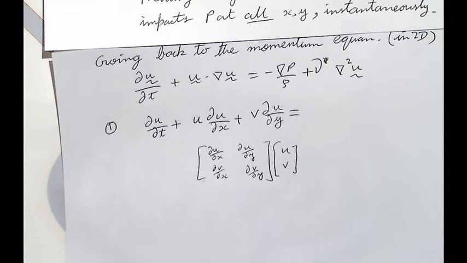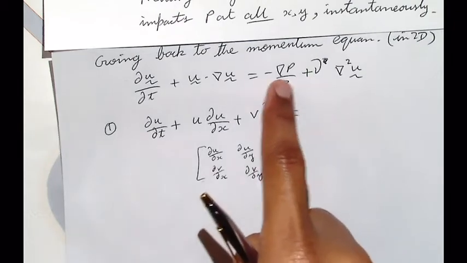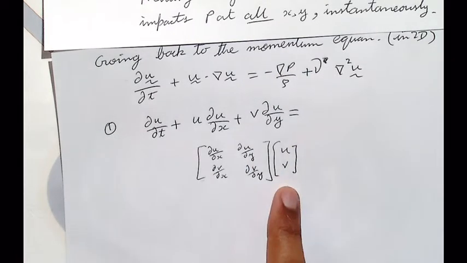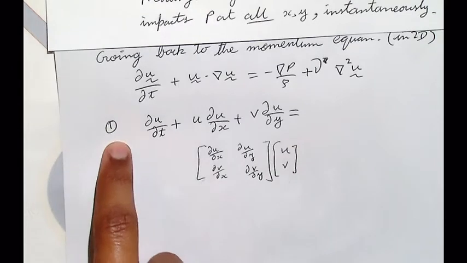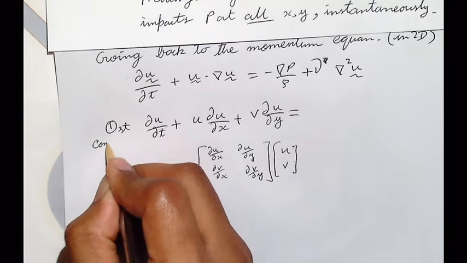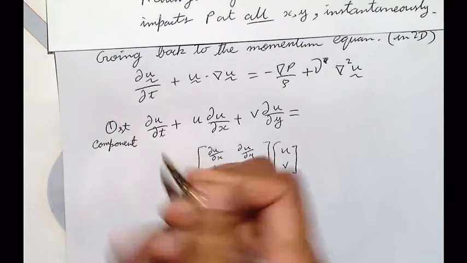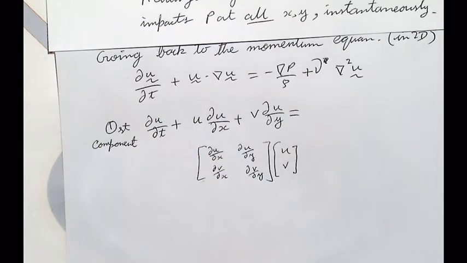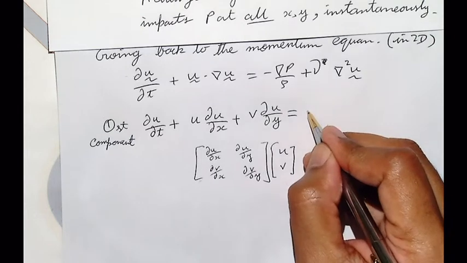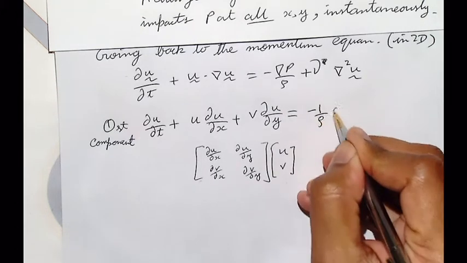Then? So we don't need the other term? We do need it, we need to expand the right hand side. This is the first component, right? We will write out the second component after this. Does this make sense? Alright, fine. Minus partial p partial x over rho.